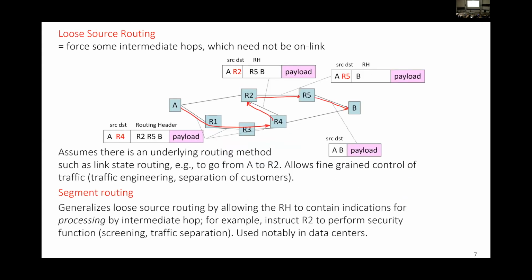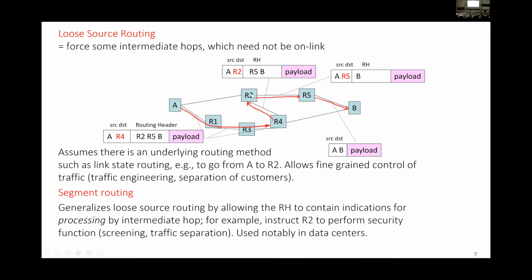In the internet at large, sometimes in some specific contexts, we use another form of source routing, which is called loose source routing. Here, the intention is a bit different. The idea of loose source routing is that we want to force a packet to go via certain intermediate hops. When you use Google Maps, it's the via part of Google Maps. For example, here, assume that A wants to send a packet to B, but it wants the packet to go via R4, R2, and R5.